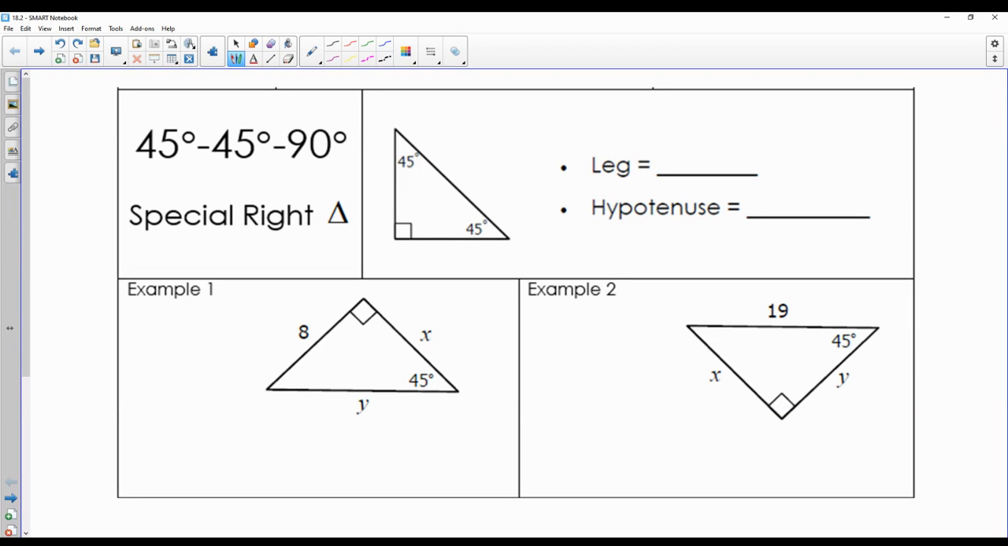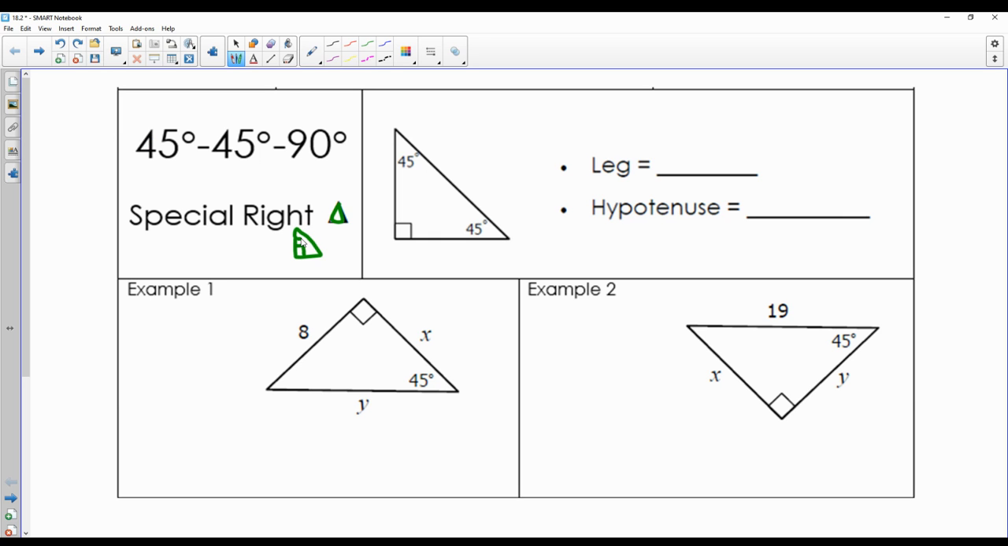All right, so in this unit, we're going to be talking about two types of what we call special right triangles. And yes, this is not a right triangle, but your triangle that we're going to talk about will always have a right angle.